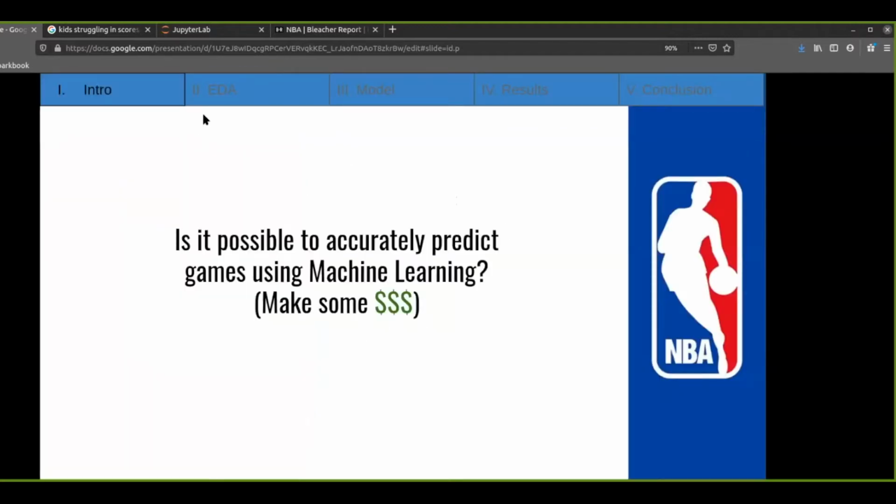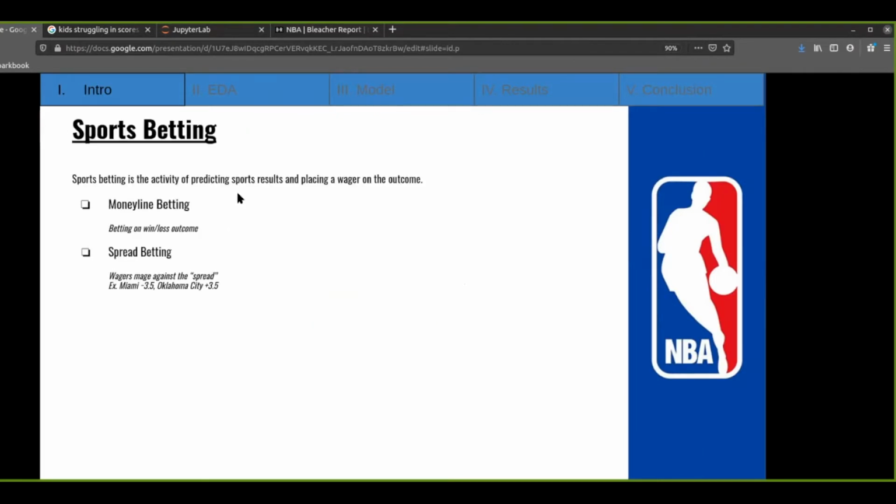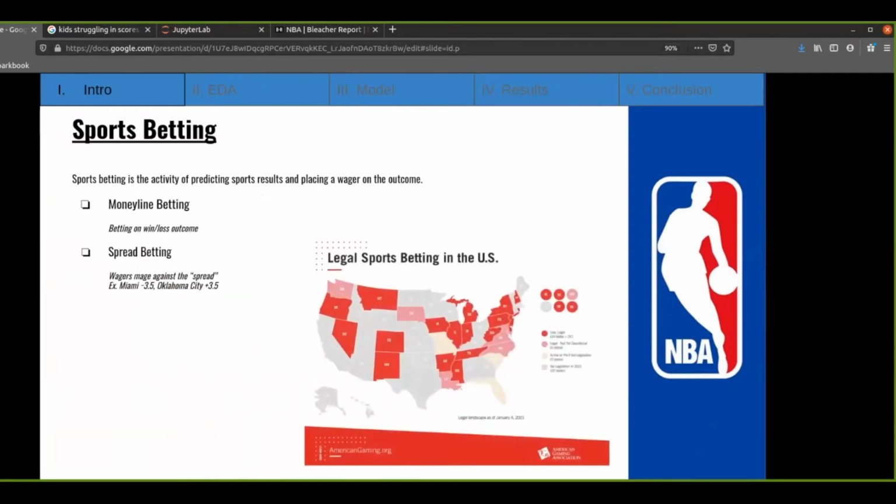So, given the unpredictable nature of sports, is it really possible to predict games using machine learning? And ultimately, what you really want to know is, can you make some cash, some bread? So, for those who are not aware, what is sports betting exactly? Sports betting is the activity of predicting sports results and placing a wager on the outcome.